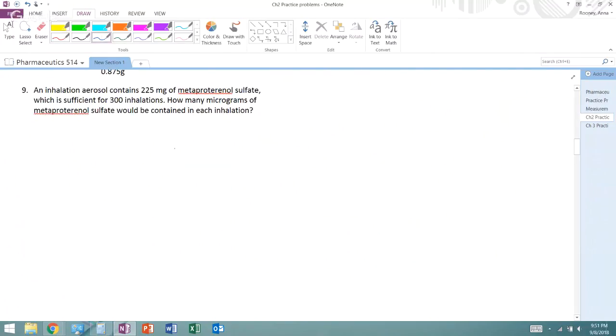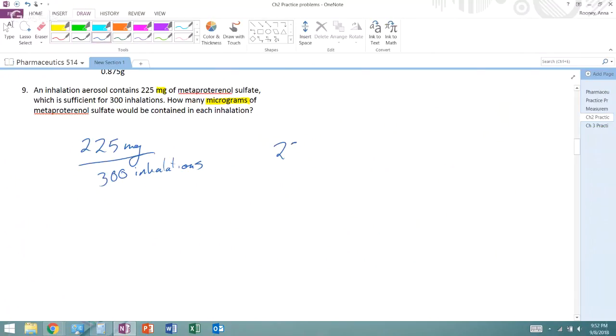Okay. An inhalation aerosol contains 225 milligrams of metaproterenol sulfate, which is sufficient for 300 inhalations. How many micrograms of sulfate would be contained in each inhalation? So we can do this. So we're trying to find micrograms, yes, and we're in milligrams. So there's our first conversion.